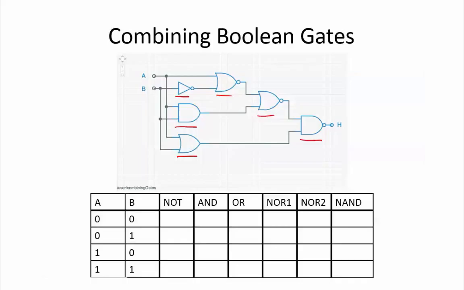We know that the output of the inverter is the complement of B. The AND and OR gates use the A and B inputs directly, so since we just reviewed what AND and OR gates produce, we can fill in these columns as well.